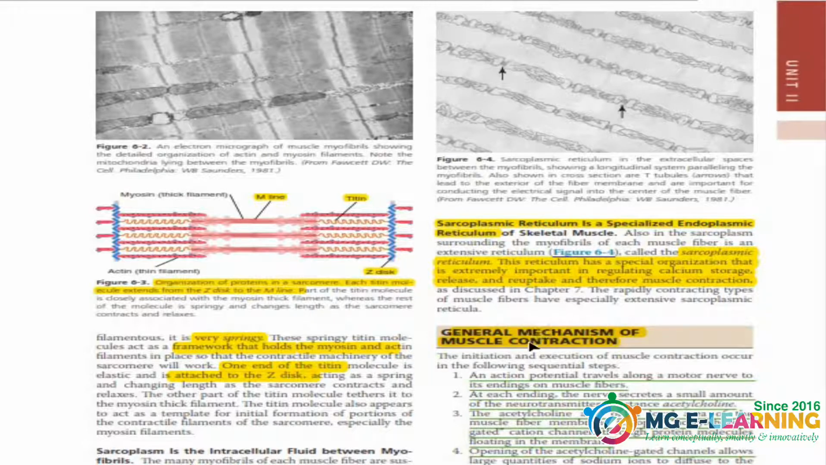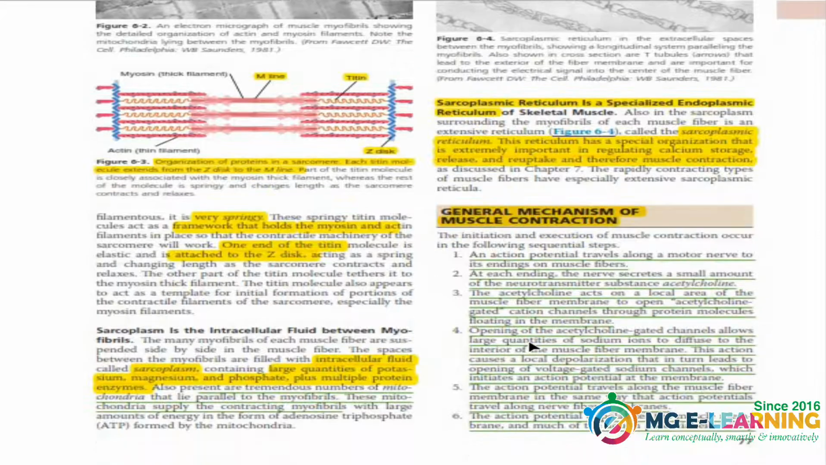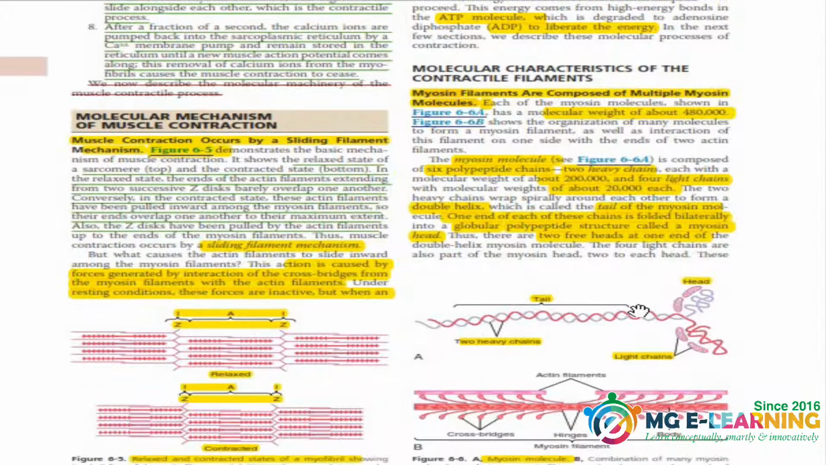Second topic is general mechanism of muscle contraction. This topic is high yield for SCQ, but this is not present in past UQ, but it can come in the paper. So you need to understand this quite well. Next topic is molecular mechanism. Molecular mechanism of muscle contraction is very important for MCQs and SCQ. The sliding filament mechanism is an important SCQ. This diagram is with this topic and you need to understand this well.